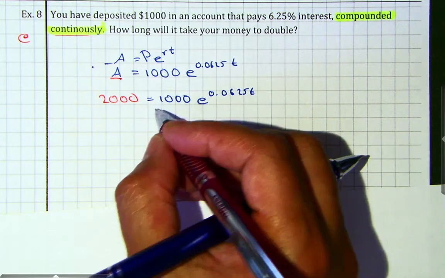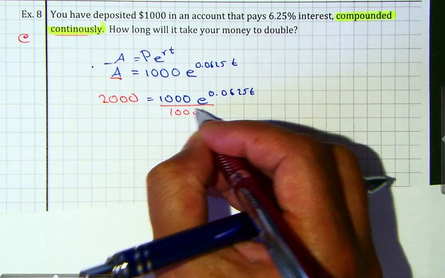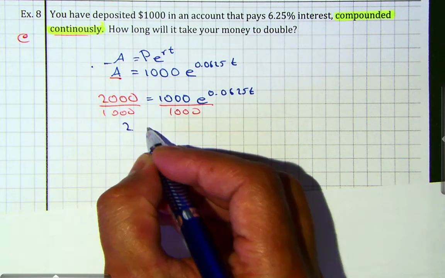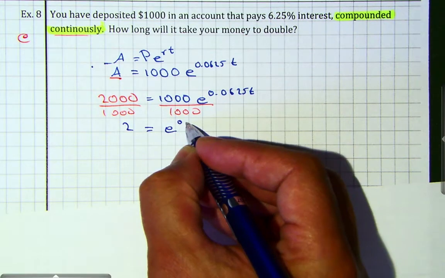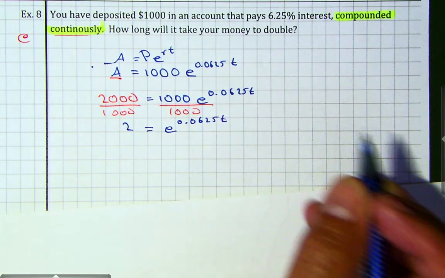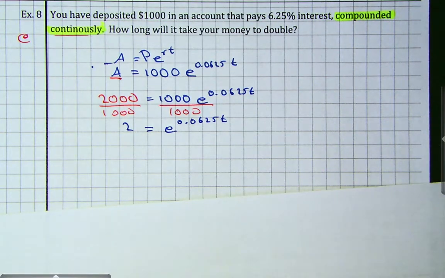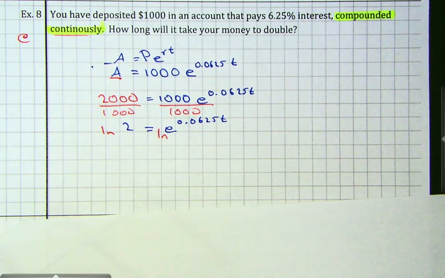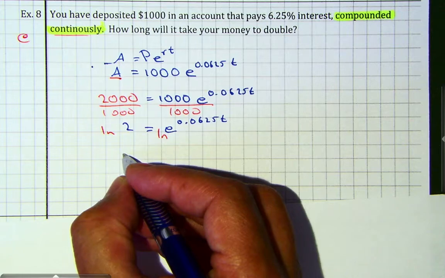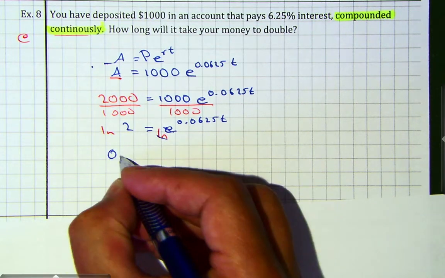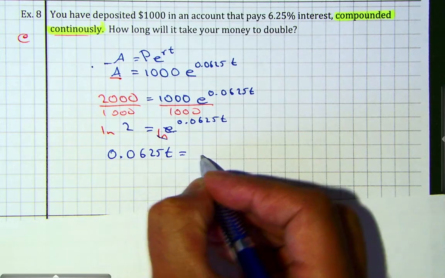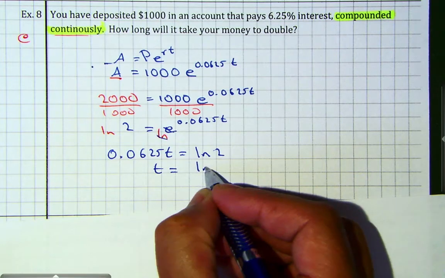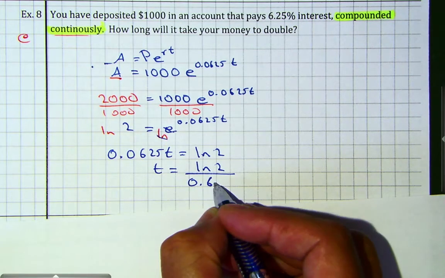Correct. Divide by 1,000 on both sides. So that gives you 2 equals e to the 0.0625t. Next step is to get rid of the e, so we're going to take the ln on both sides. It gives me, let me switch sides, 0.0625t equal to the natural log of 2. Divide. So therefore t is equal to natural log of 2 divided by 0.0625.